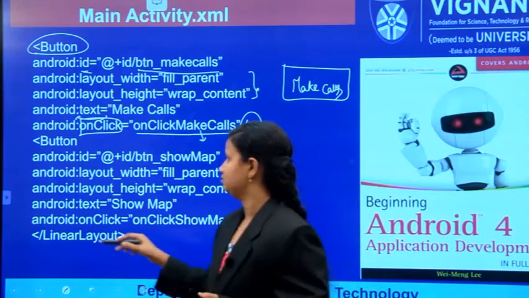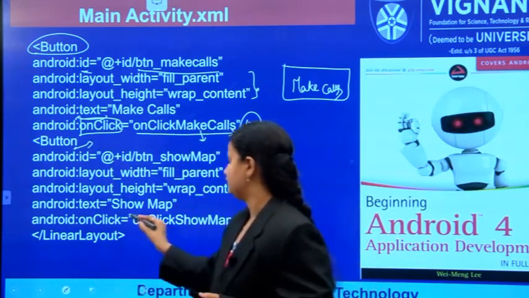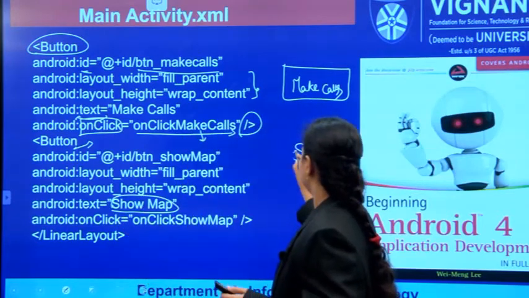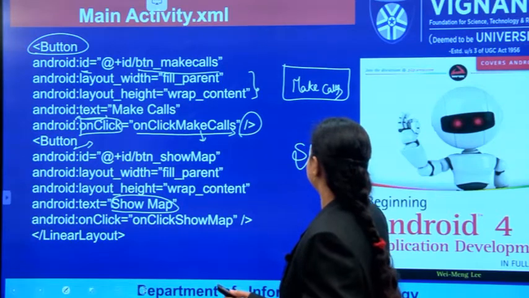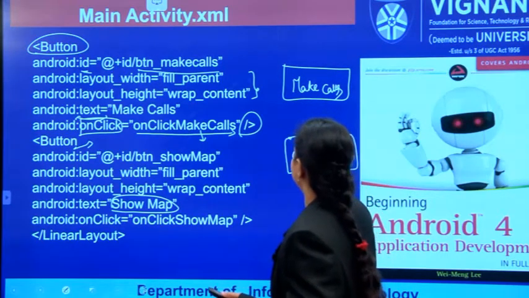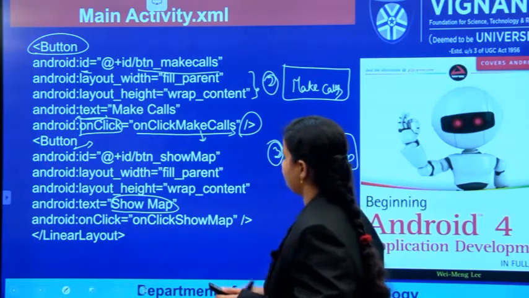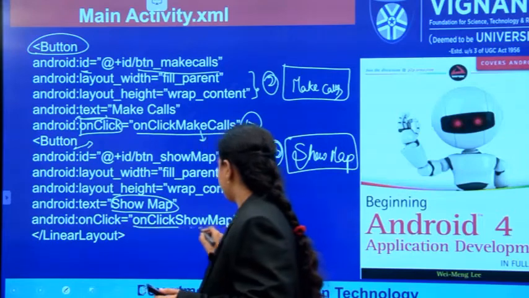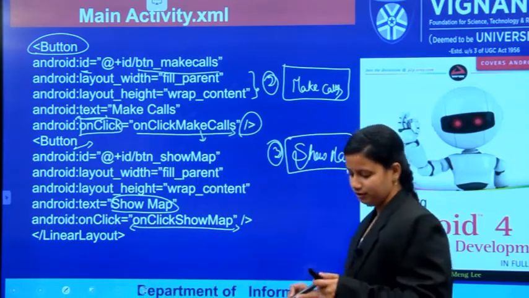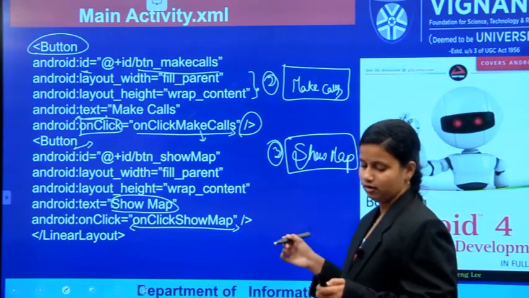And next thing is we are developing button 3. The button 3 text will be show map. So show map is button 3. Whenever you are pressing the third button, show map, it will call a corresponding function, on click show map. Only on click show map is to be called.